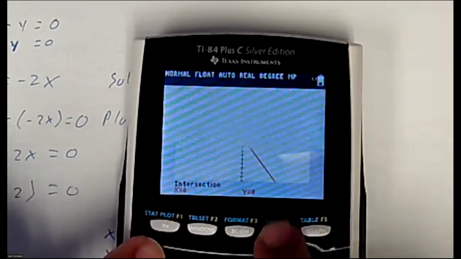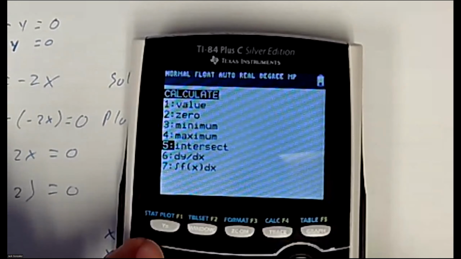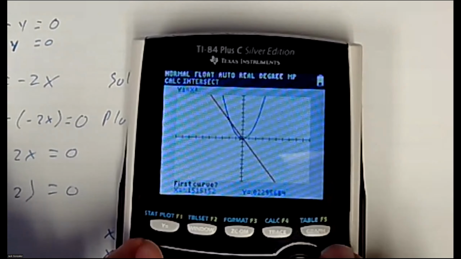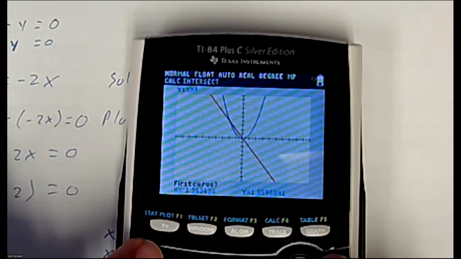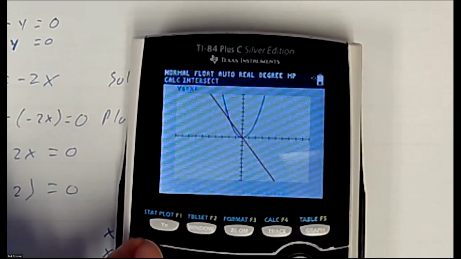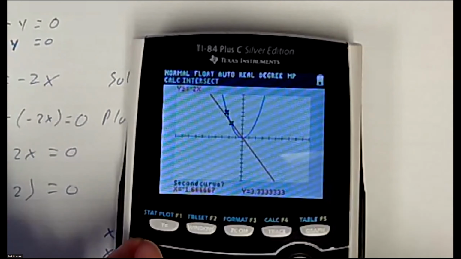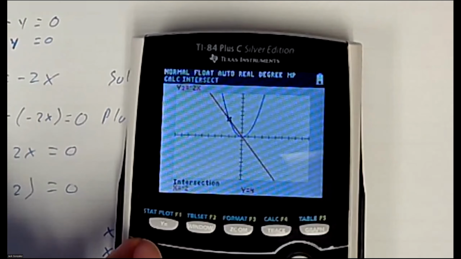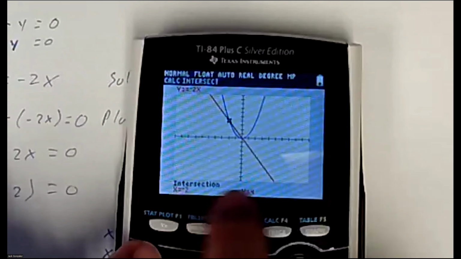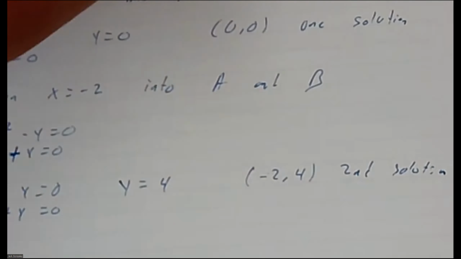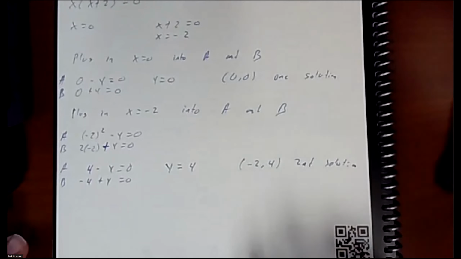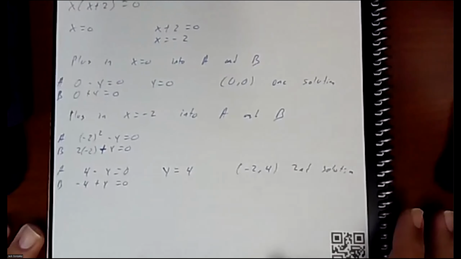Hit second trace, intersect. Get close first. So right now you're on the parabola. Get close to the intersection, and then get close to the intersection on the line. It'll tell me -2, 4, which was the other one, right? So there are many ways you can do this. Any questions on number 2?